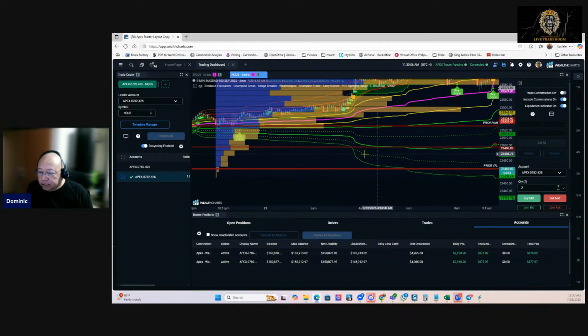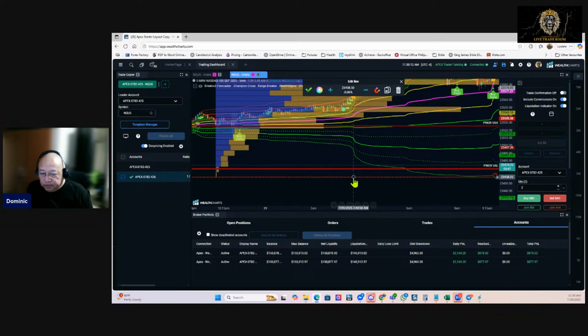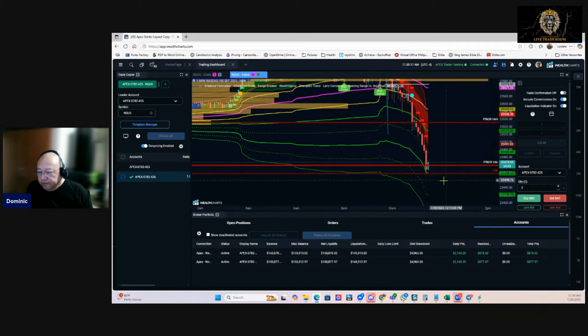So this one, I can move this down now to over here, right? Post the value, I'll put it right there. So that's where we're at right now. See how it's bouncing off right there, bouncing off the value area low.